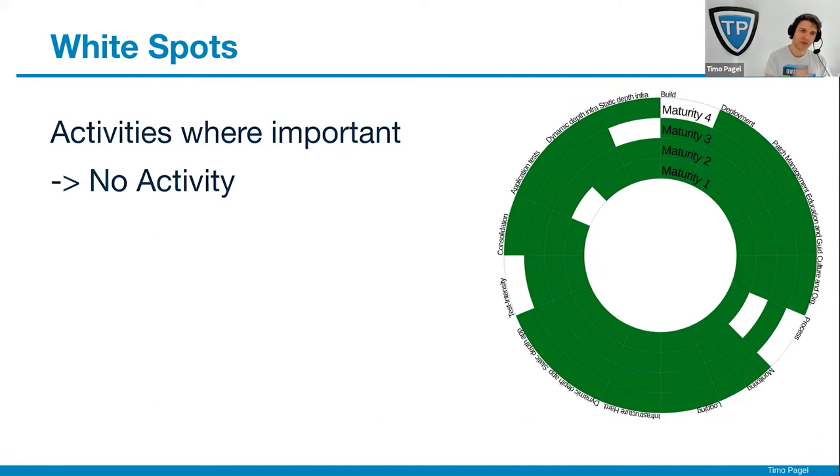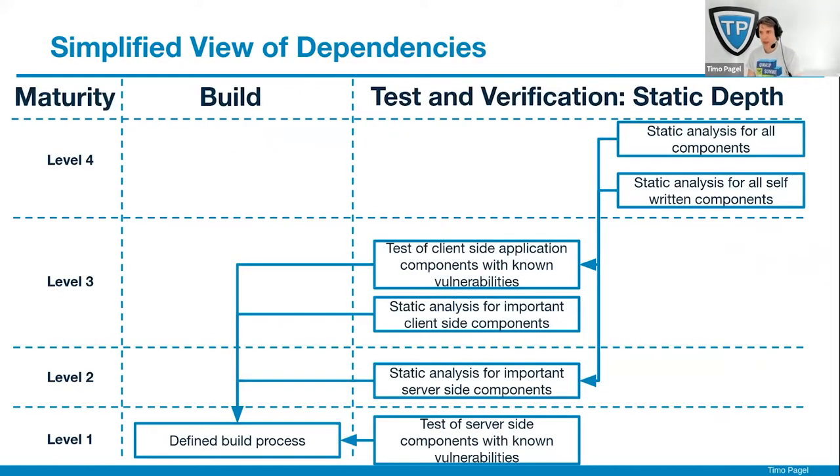Some other maturity models are created in a way that they are very structured. They wouldn't allow such things, but I say it's important to focus on the activities, and that they are done in the right order. That's why we have white spots. These are a simplified view of dependencies, which can be across different subdimensions.